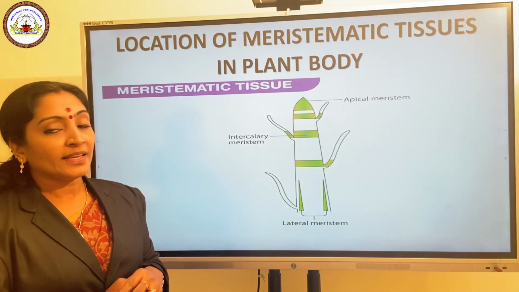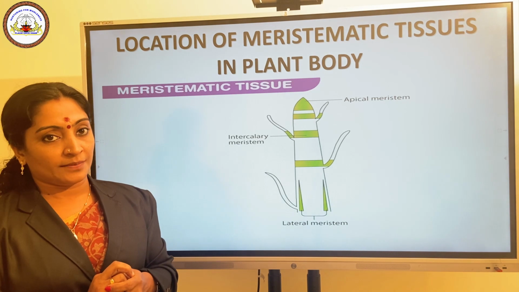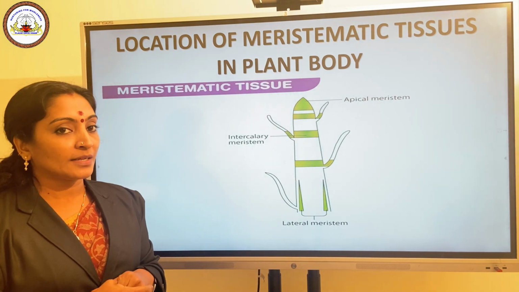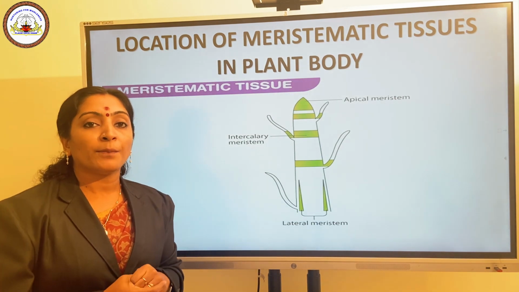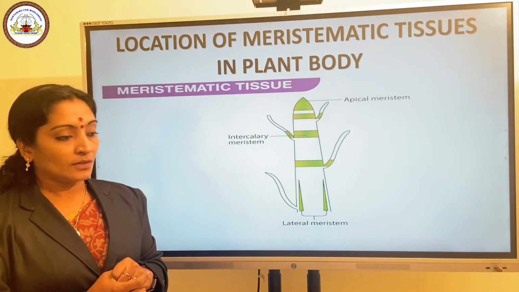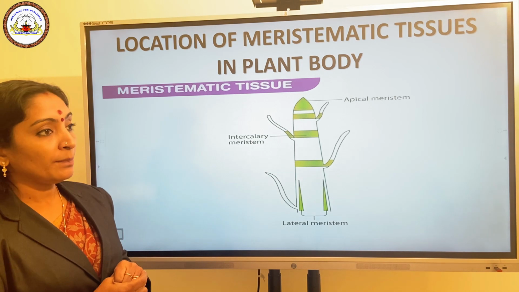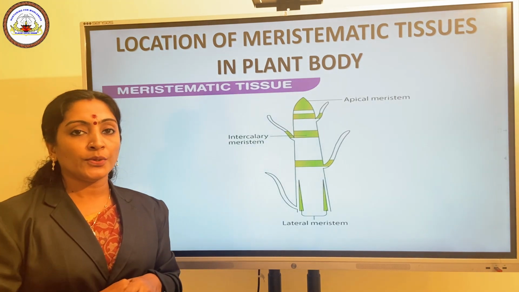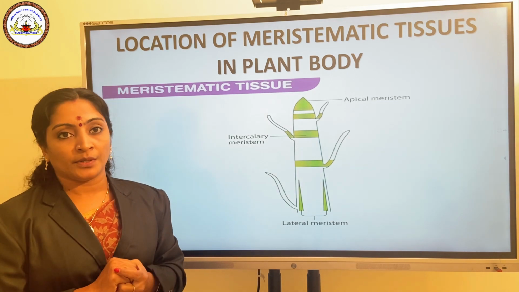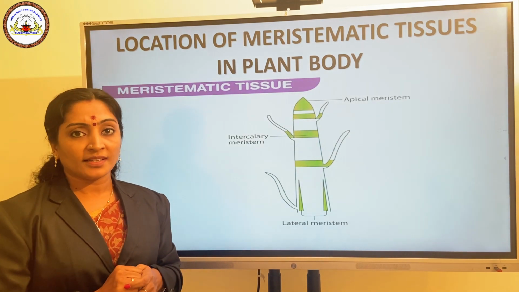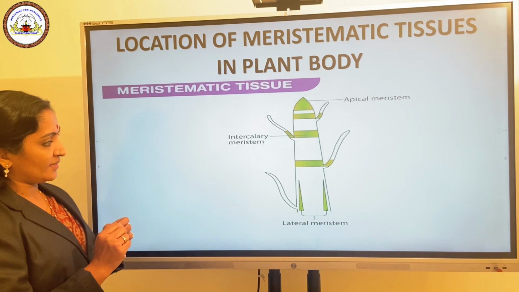Then the second one, intercalary meristem. So what is intercalary meristem? The meristems which are located in the nodal part of the plant body. Okay, nodal part of the plant body. I told you, intercalary meristem is located in the nodal part of the plant body. Do you know what are nodes and internodes? I will show you what are nodes and internodes.